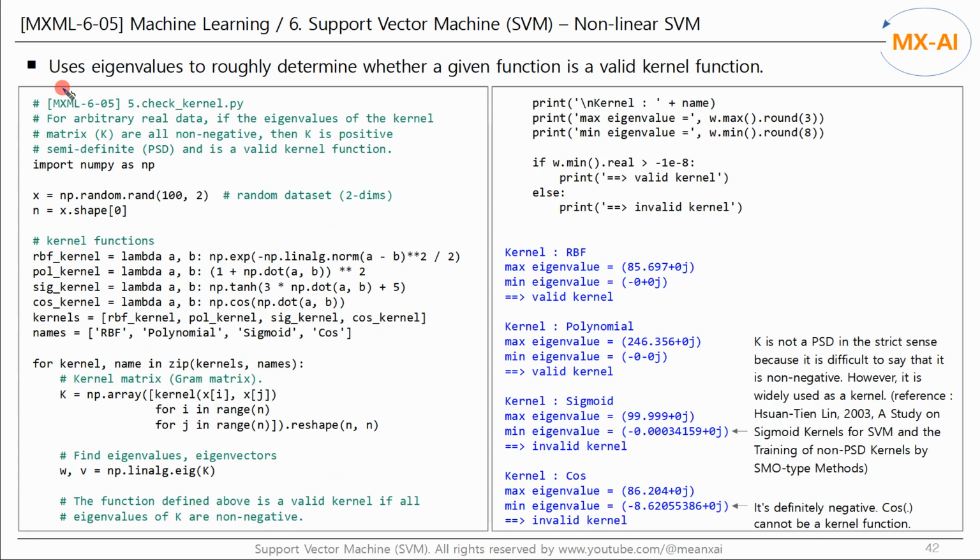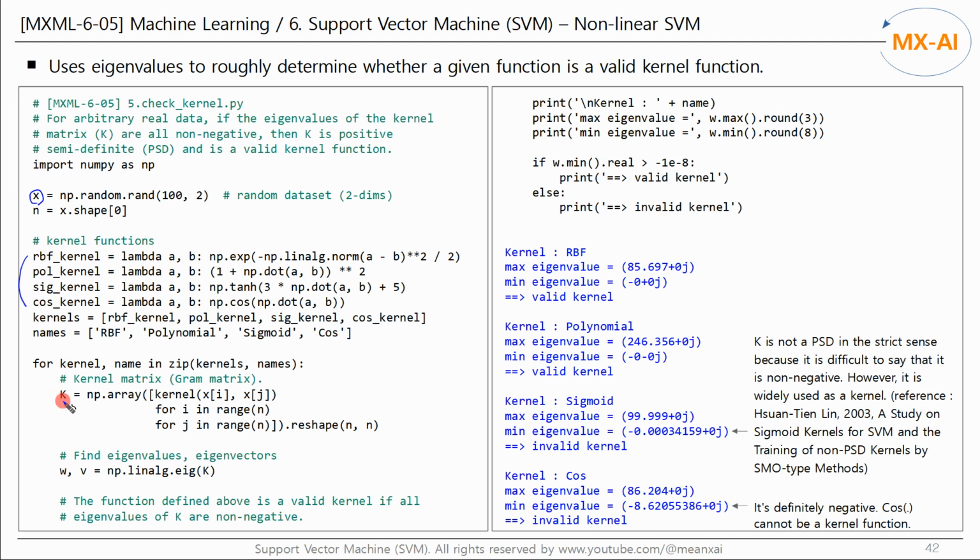Finally, let's check whether the given kernel function is valid or not. As seen in the definition on the previous page, we check that all eigenvalues of the kernel matrix K are non-negative. For arbitrary real data, if all eigenvalues of the kernel matrix K are non-negative, then K is positive semi-definite, and the given function is a valid kernel function. Generate two-dimensional random data points. Let's check the validity of the four kernel functions below.